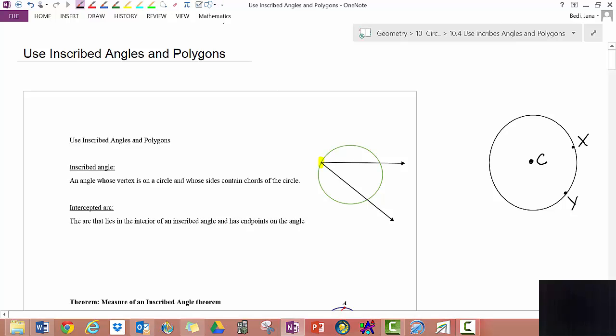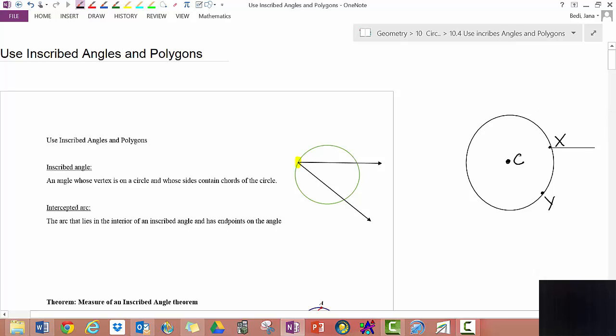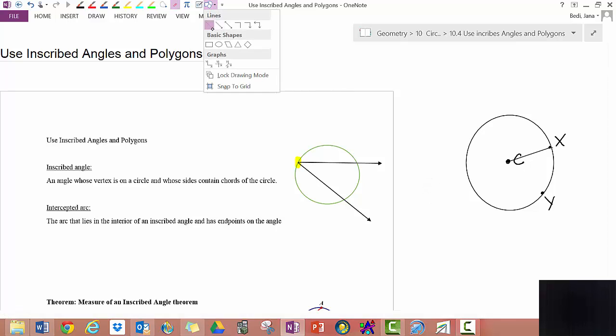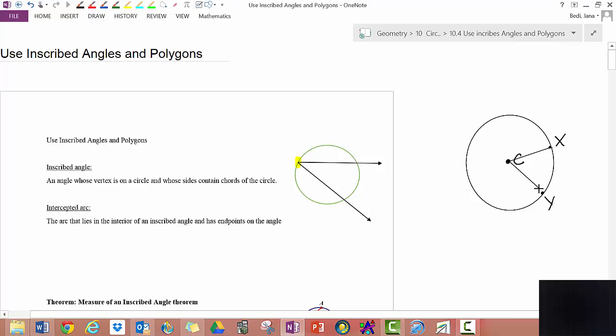If I connect X to C, okay, and connect X to C here, this red angle is the central angle.